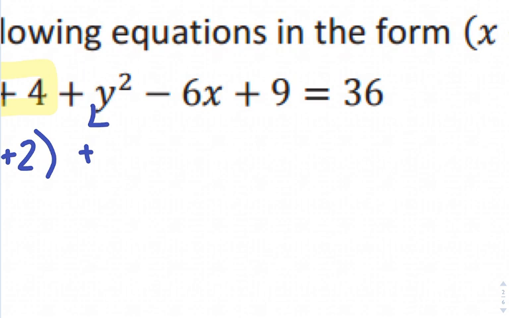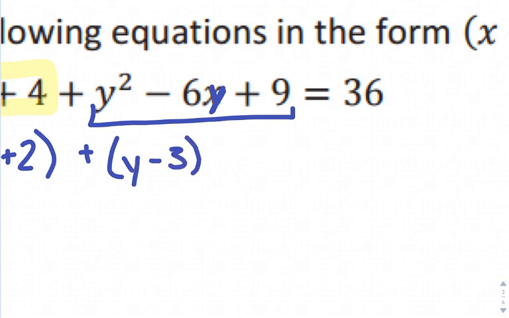Now I'm going to look at my y values. So y² − 6y + 9. So two numbers that multiply to 9 but add up to −6. And those are (y − 3) and (y − 3).